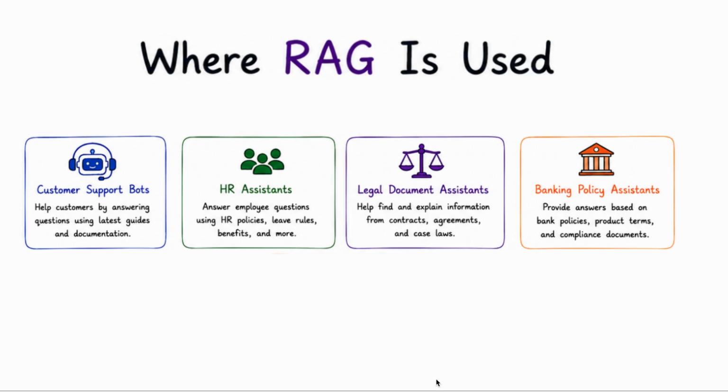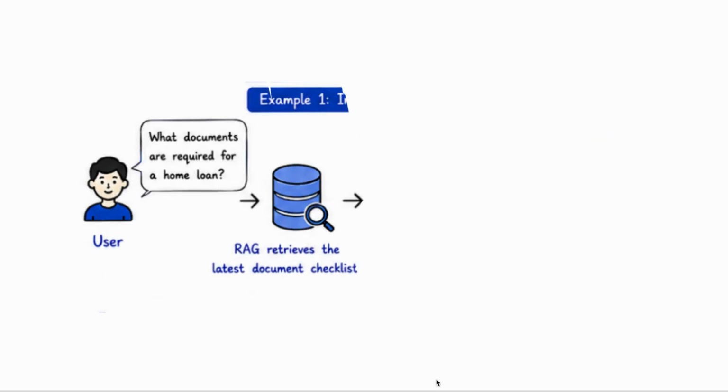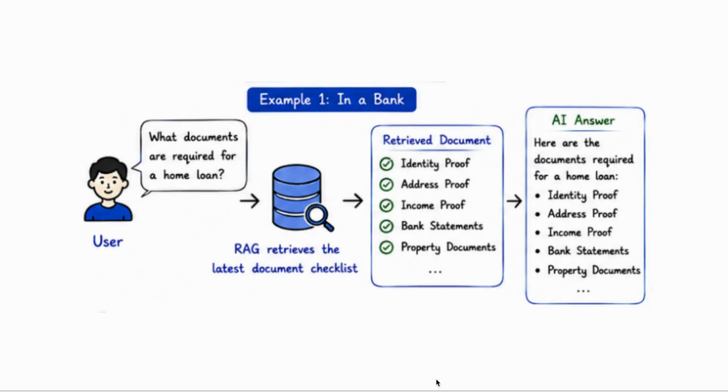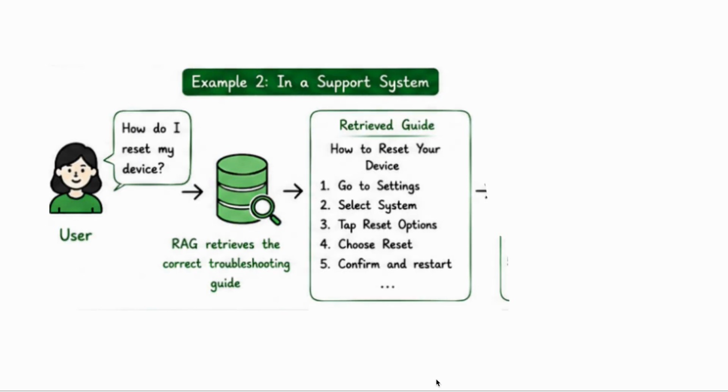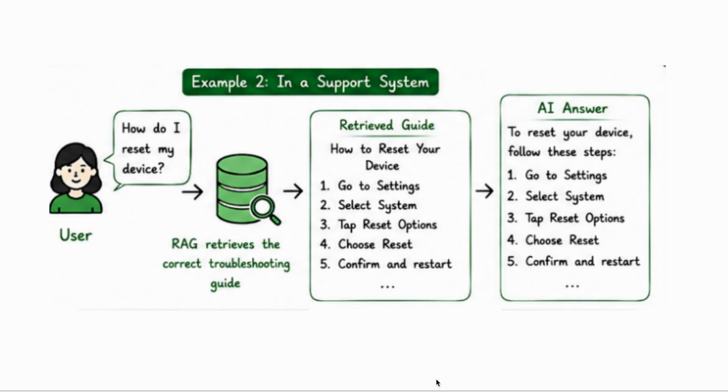RAG is useful in many real world applications, be it customer support bots, HR assistants, legal document assistants, banking policy assistants, insurance claim assistants, and so on, right? For example, in a bank, a user may ask what documents are required for a home loan. The AI should not guess. It should retrieve the latest document checklist, then answer based on that checklist. In a support system, a customer may ask, how do I reset my device? The AI should retrieve the correct troubleshooting guide, then explain the steps clearly. This is why RAG is becoming very important in business applications.